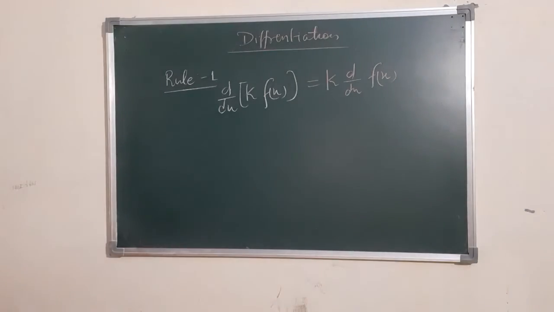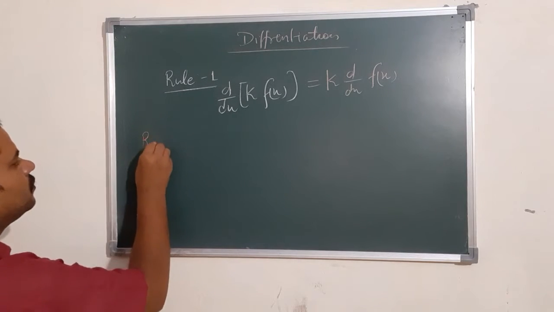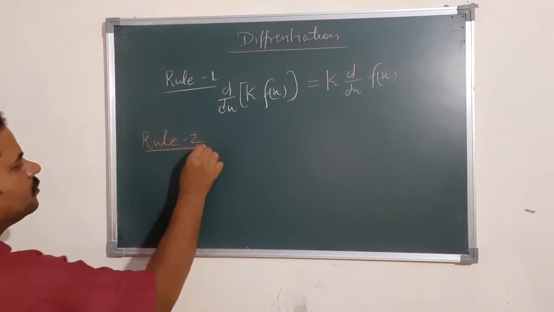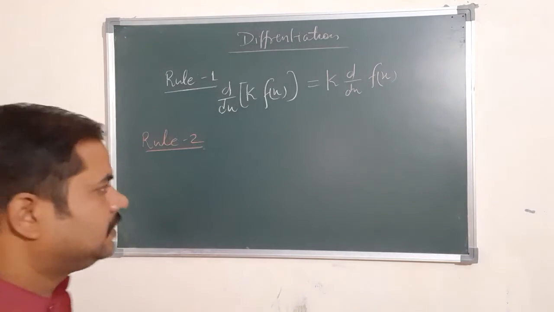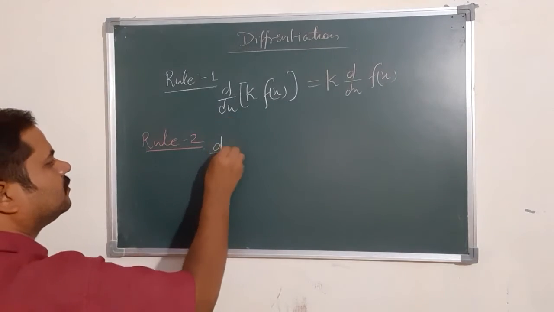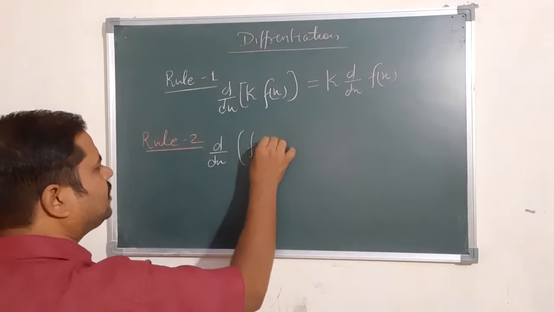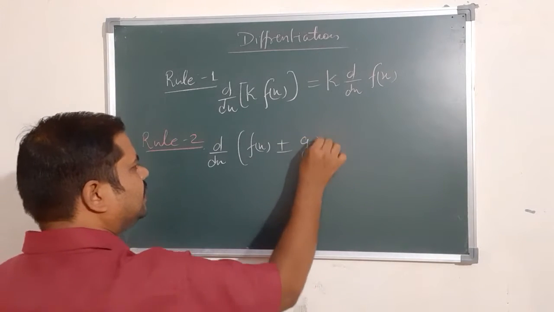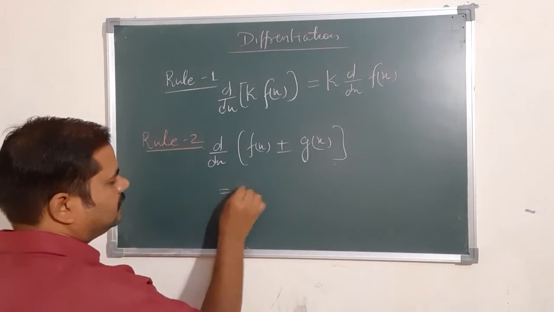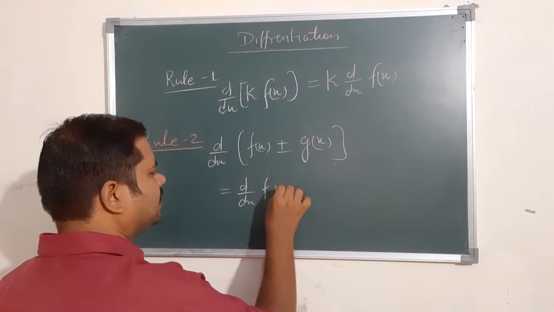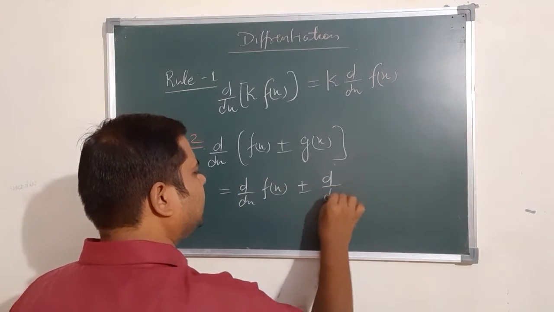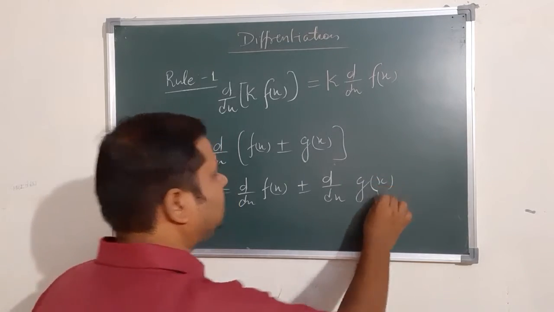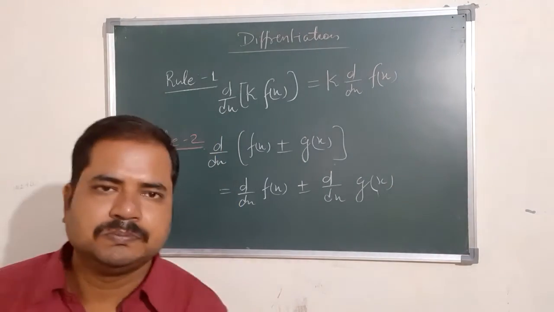Now, second rule, rule number 2. Rule number 2 is d by dx of f(x) either plus or minus g(x) is d by dx of f(x) plus or minus d by dx of g(x). So note it down.